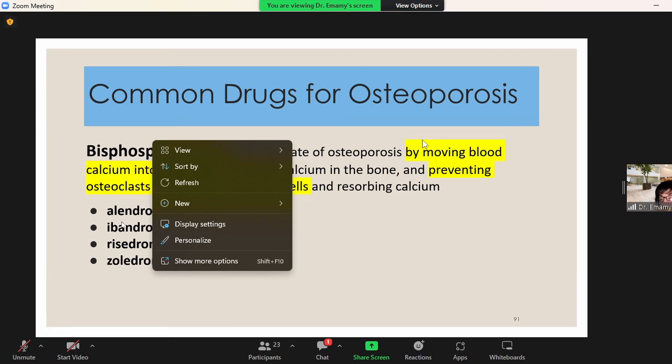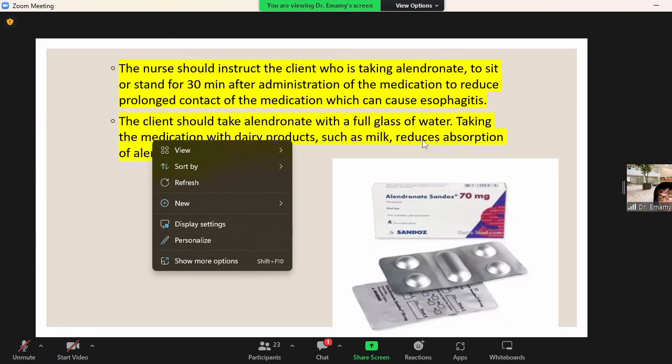Patient may develop esophagitis, which means the alendronate may get stuck inside of the esophagus and create severe pain. So advise your patient when taking alendronate, remain seated or standing up for 30 minutes and take it with a full glass of water. So alendronate, risedronate, all bisphosphonates, patients should take them with a full glass of water and remain sitting or standing for 30 minutes to prevent these tablets from sticking inside of the esophagus.